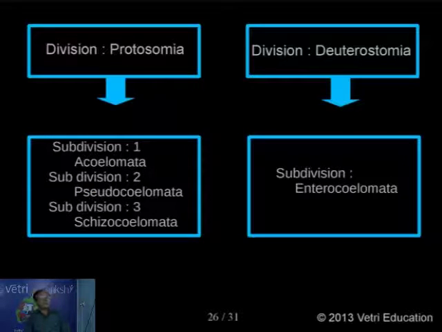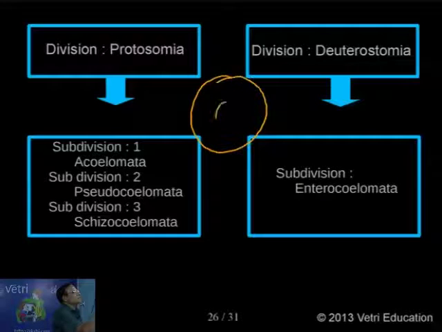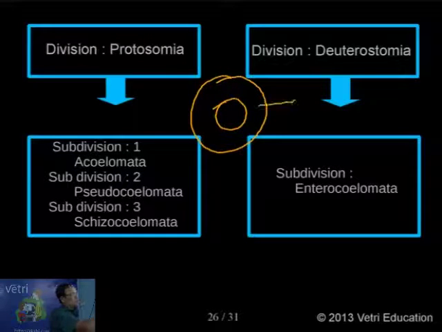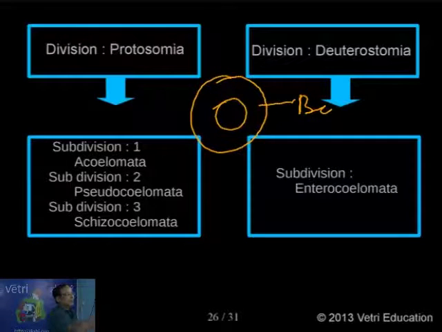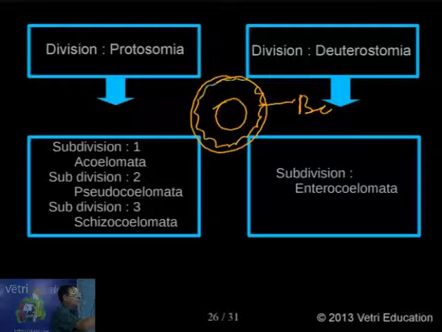The main difference between the false coelom and the true coelom is this. In the case of a true coelom, it is lined with coelomic epithelium, a layer lining the coelomic cavity derived from the mesoderm. But in the case of pseudocoelomate animals, there is no such coelomic epithelium lining the body cavity. Suppose this is the body cavity. Now it is being lined with coelomic epithelium. This is the coelomic epithelium.